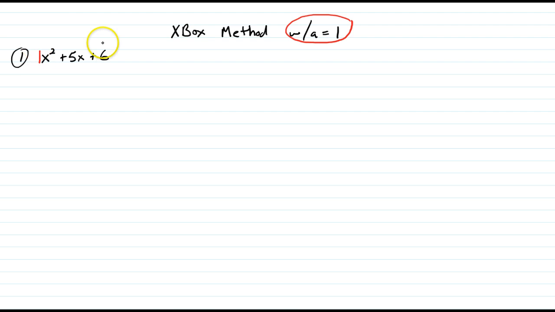In algebra, when we have a polynomial like this, we say it's written in the form of ax squared plus bx plus c, where a is the number in front of the x squared, b is the number in front of the x, and c is the number without the x. So we're still just going to do our Xbox method. So go ahead and draw your x and draw your 2x2 box.